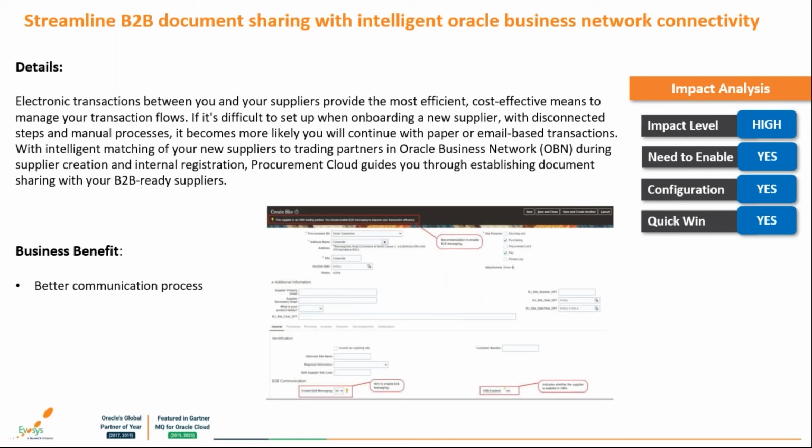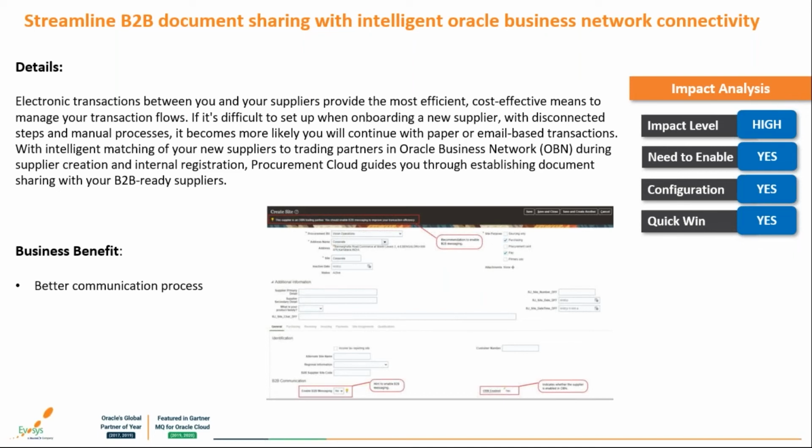First, create or register supplier. Second, create supplier site. Third, supplier's OBN account configuration. Fourth, B2B messaging setup. The business benefit is better communication process. Impact level is high and need to enable, of course, yes. You need to configure it and it's quick win.